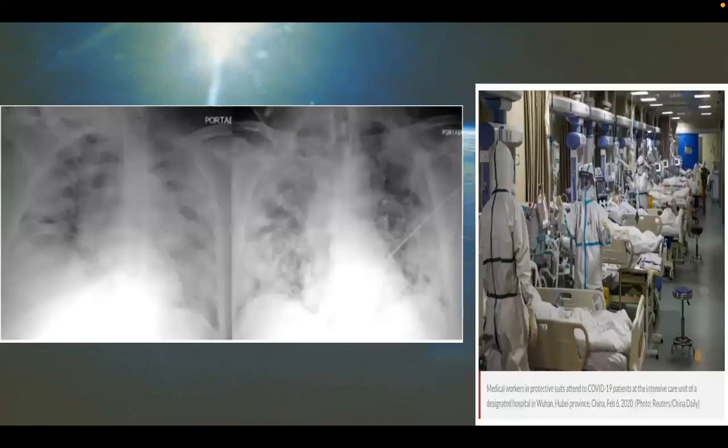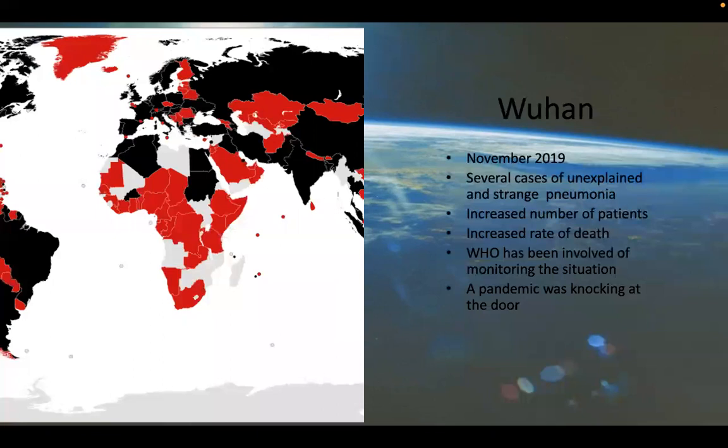Everything started in Wuhan, where our colleagues began to see very unusual chest X-rays and CT scans of the thorax, and eventually, in November 2019, several cases of unexplained and strange pneumonia came to the hospitals, and it was a very increased number of patients with a very unusual increased rate of death due to this disease. And since then, the World Health Organization has been involved in monitoring the situation because the pandemic was knocking at the door.